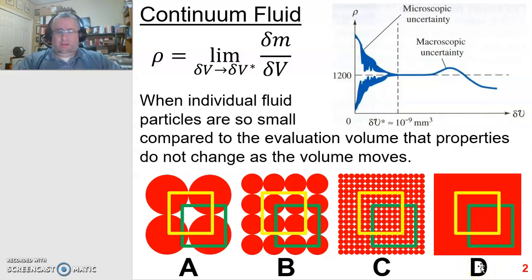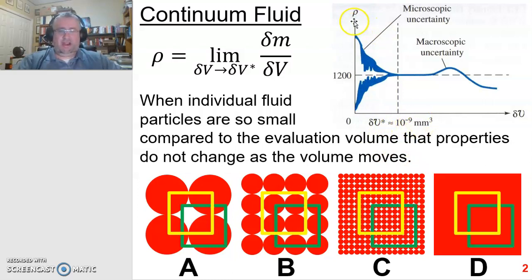And then D, this is now my continuum fluid, right? I'm zoomed out so far that I cannot see the individual particles at all. And now it doesn't matter. I can move the box anywhere I want. The yellow box, the green box, it doesn't matter where they are. So long as they're the same volume, I'm nominally capturing the same number of particles. And so my density is going to be the same regardless of where I look in the fluid. So the transition from C to D, I'm going from a non-continuum fluid in C to a continuum fluid in D, and that threshold occurs at delta V star, which is somewhere on the order of about 10 to the minus ninth cubic millimeters, right?